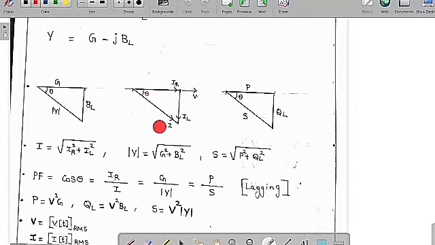Whereas S is equal to V into I, or I is V by |Z|, or we can say V squared into |Y|. So therefore V squared into |Y|. You can go for any of the expressions. The capital V is called the RMS value of the supply voltage, and capital I is called the RMS value of the supply current.